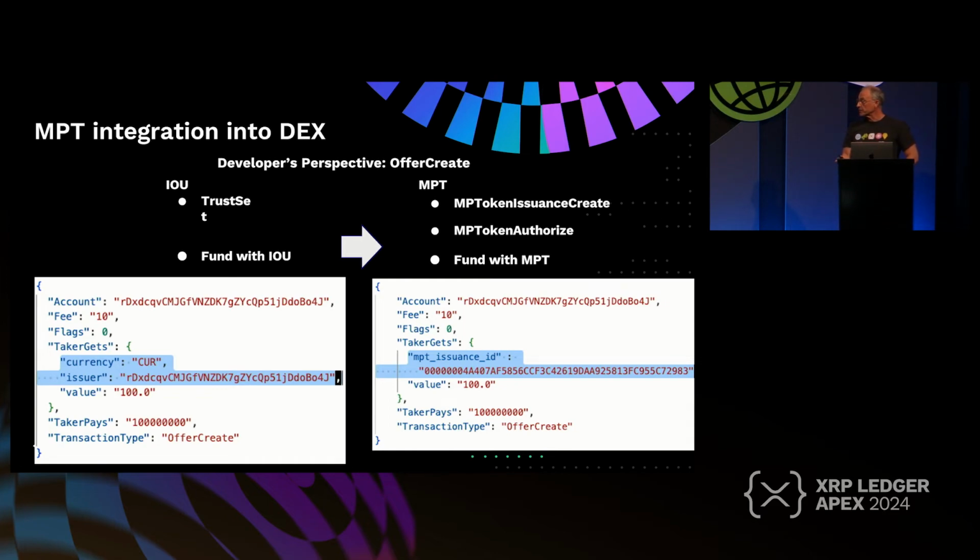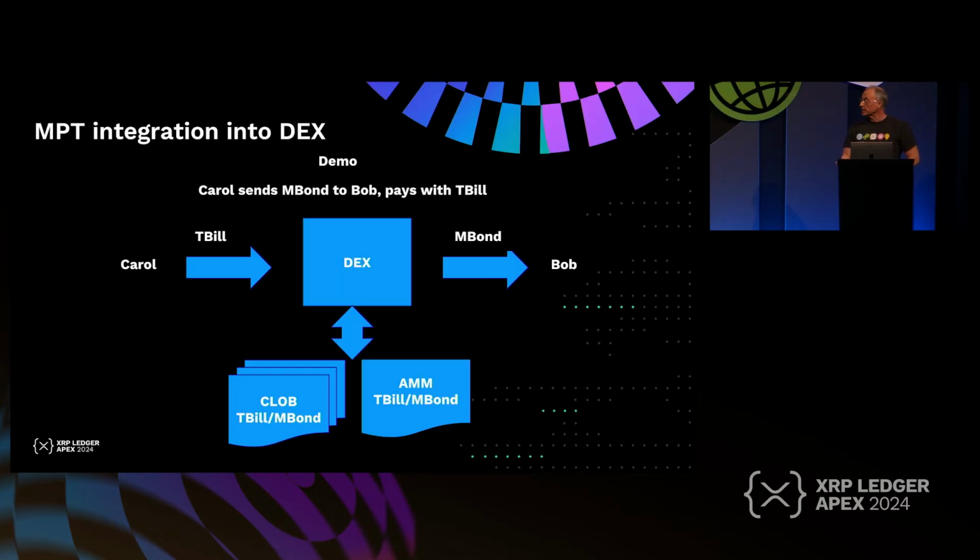And the only difference between offer create for IOU and offer create for MPT is how the token is identified in the transaction. For IOU, the token is identified by currency and issuer pair. And for MPT, the token is identified by MPT issuance ID. That's all. That's the only difference. So let's run a demo.